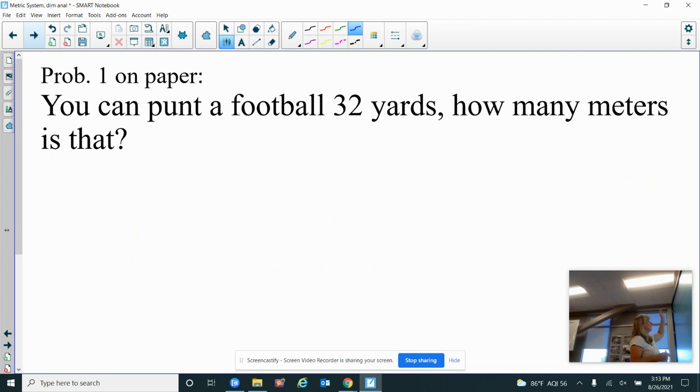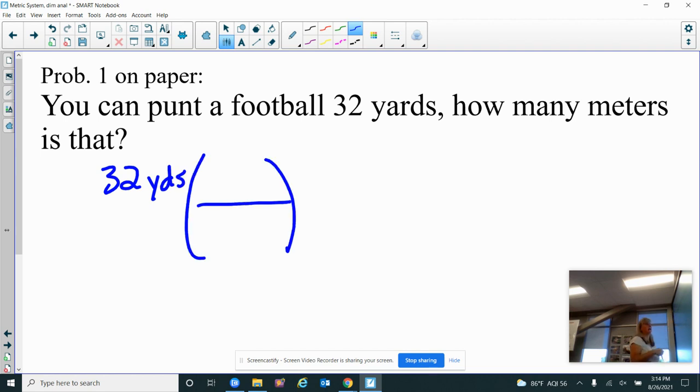Okay, so the paper that I have for you, if you're doing this just online, you should be able to print out this paper on conversion factors for the first problems that we're going to try. So this first problem, you can punt a football 32 yards. How many meters is that? So 32 yards is what I'm starting in. And I want to get to meters. So yards is on top. I have to put yard on the bottom.